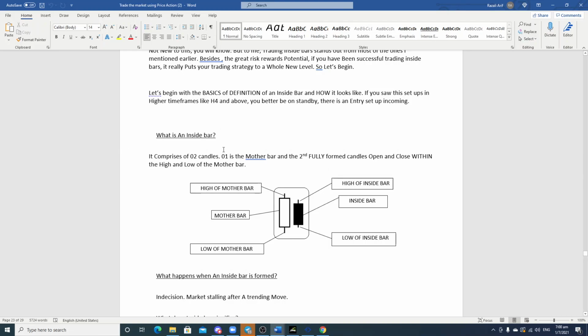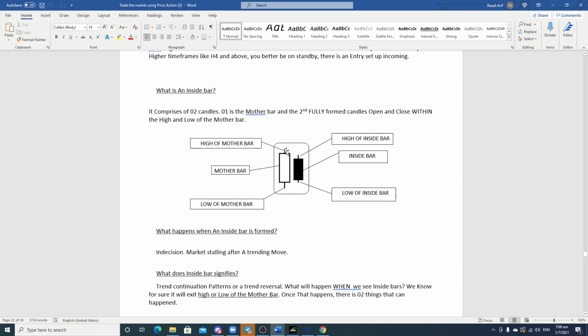The definition of the inside bar, first and foremost, is that there must be a two candle formation. One is the mother bar, and then the second candle forms and does not close outside the high and low of the previous candle, which means right now this second candle is an inside bar.